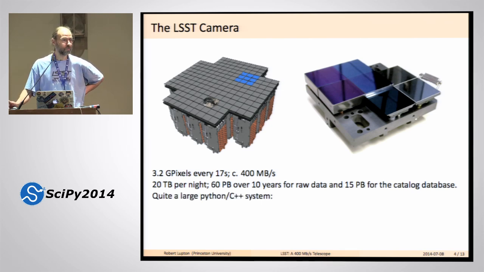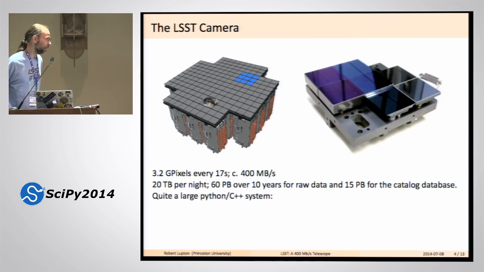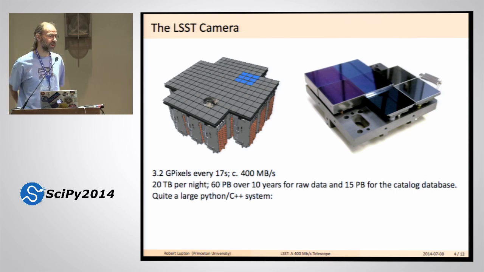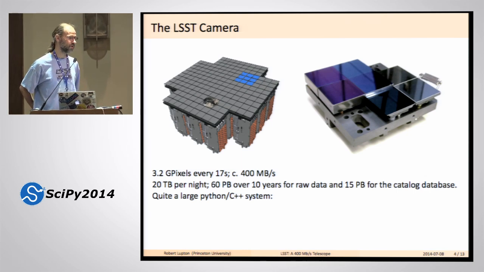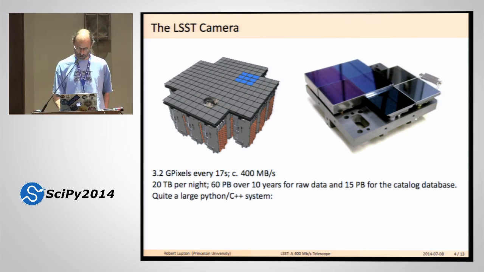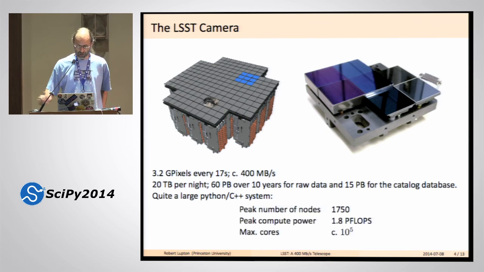The data reduction system is quite a large Python and C++ system. I'll show you the timeline in a moment. If we were building this now, this would be running on a top 500 class machine. That's something like 1750 nodes, peak compute power nearly 2 petaflops, and a max core count of something like 10 to the 5 cores. So, big machine, big data, not on the scale of the LHC, but in astronomy we care about our bits, we don't throw them away.